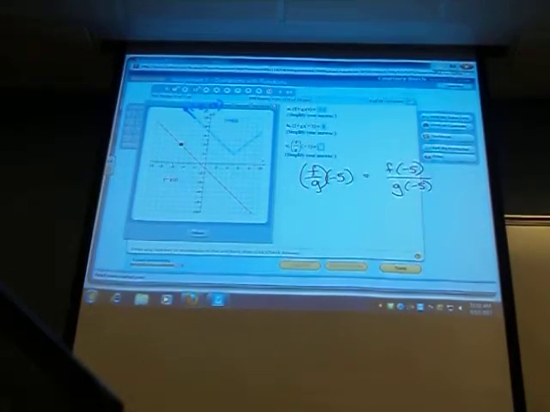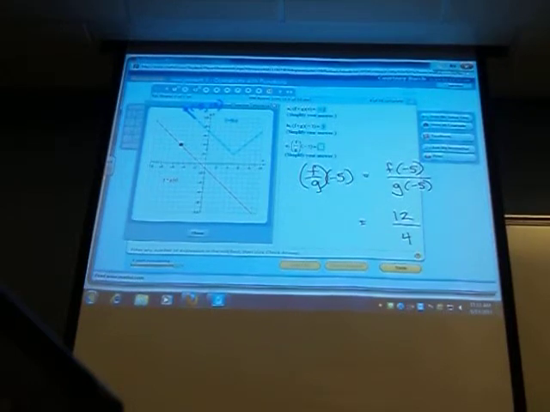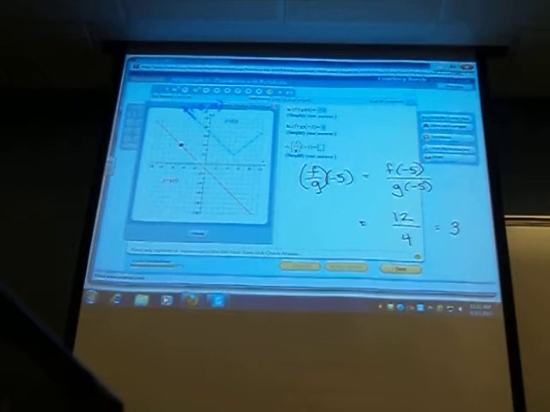Okay, so f of -5 would be 12. G of -5, it looks like my y value there is 4, so G of -5 is 4. Okay, then I just divide those and I get 3.